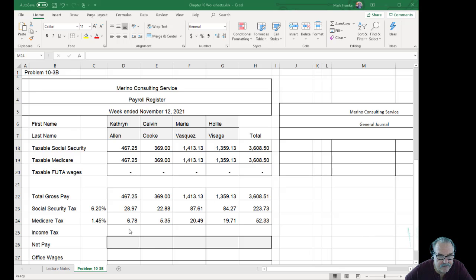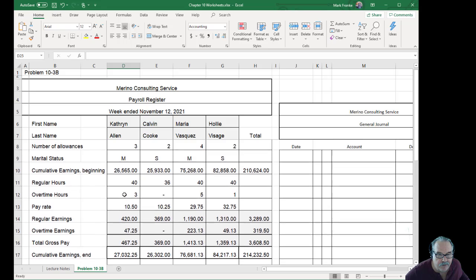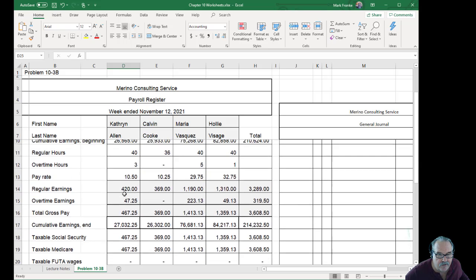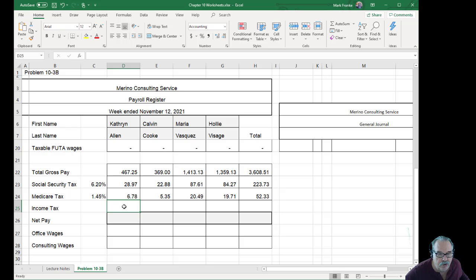So there is a table in your book. It's on page 332. So for Catherine, if you look on there, Catherine is married with 3 allowances. If you go to the schedule, the tax table, and look at where she would fit at $467.25, you'll see that the federal tax is $13.